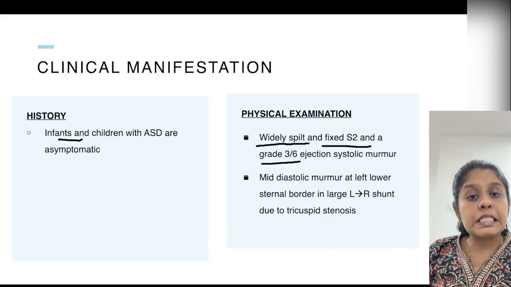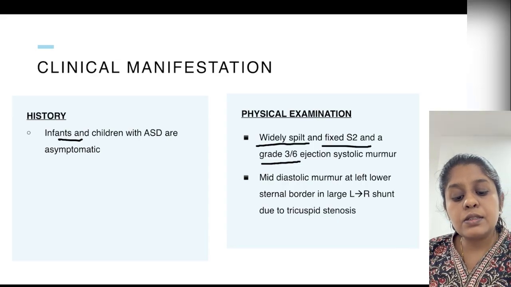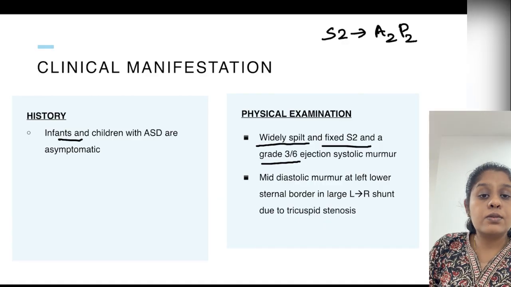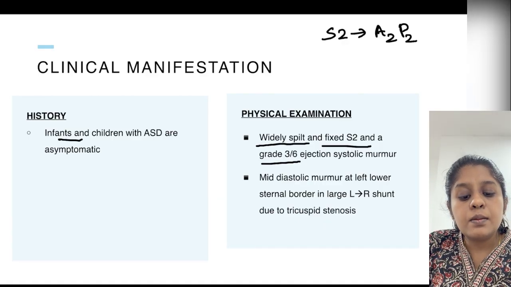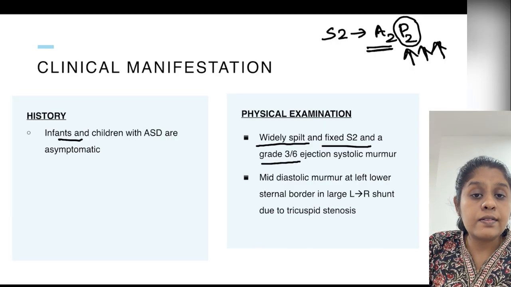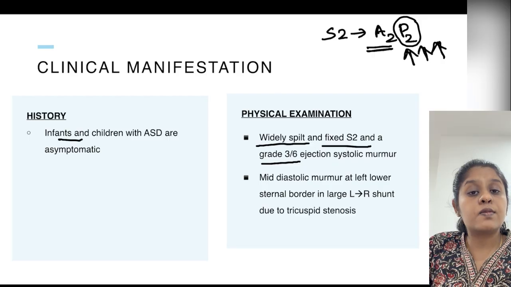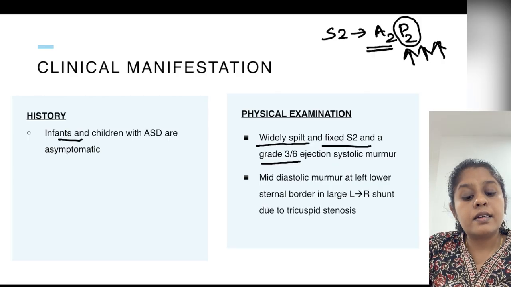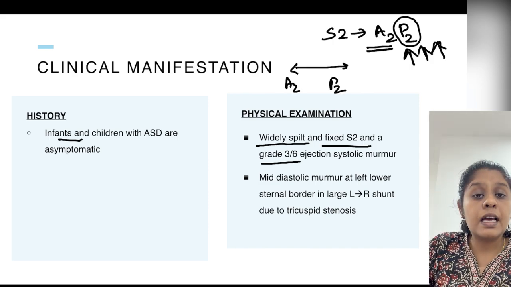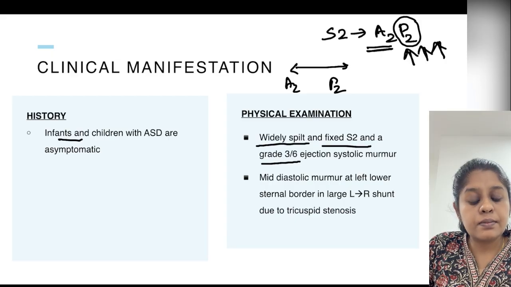This fixed S2 is mainly because S2 is made of A2 and P2. Here, the pulmonary flow keeps on happening, whereas your A2 has already closed. So your aortic valve has closed, but your pulmonary valve has not closed because of the excessive blood flowing through the pulmonary artery. Because of this, P2 will be prolonged. So there is a definite gap between A2 and P2. So you hear a fixed split S2.